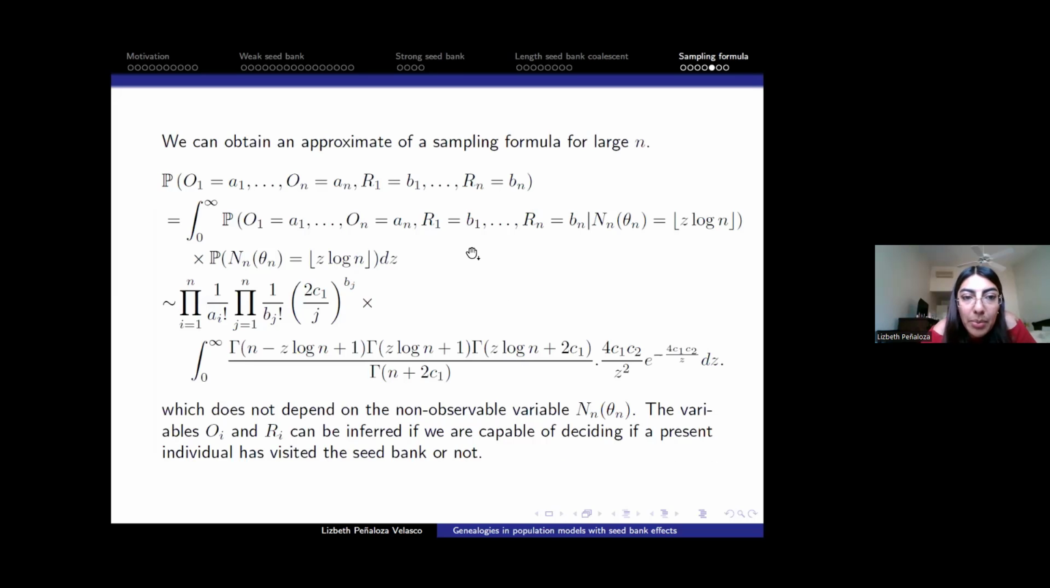And also we have an approximation of the probability that is not conditioned on the number of plants that we have at time theta n. So we can find an approximation in this case, where the variables OI and RI can be inferred if we are capable of deciding if a present individual has visited the seed bank or not.